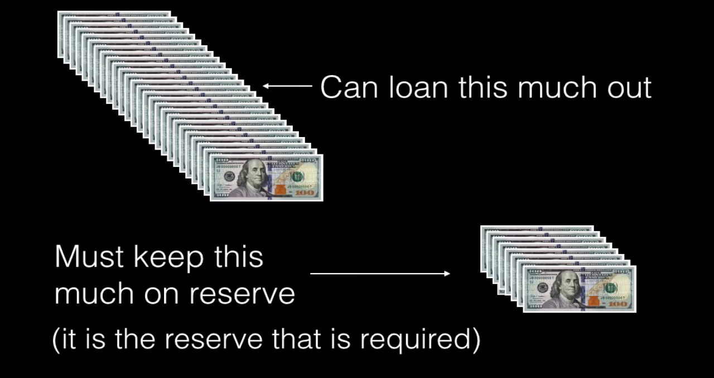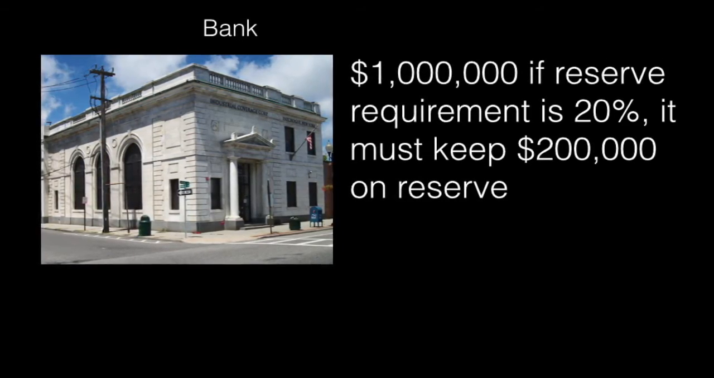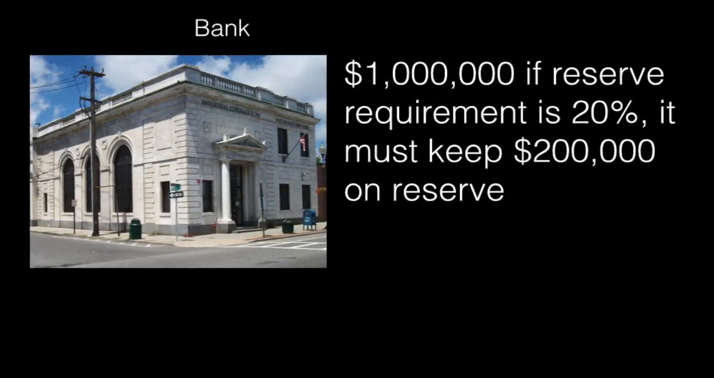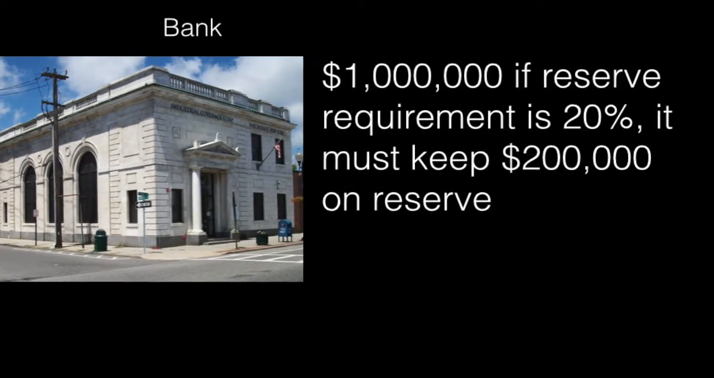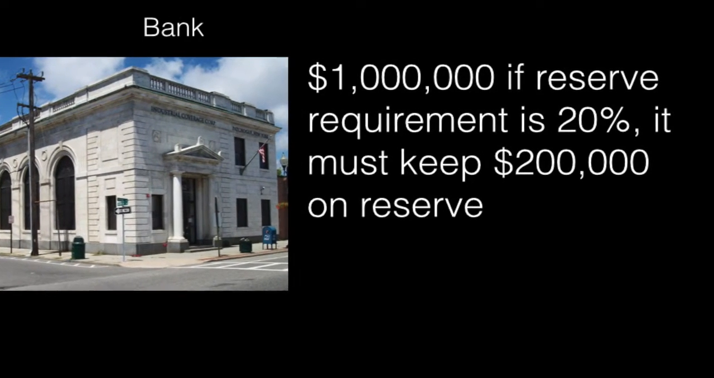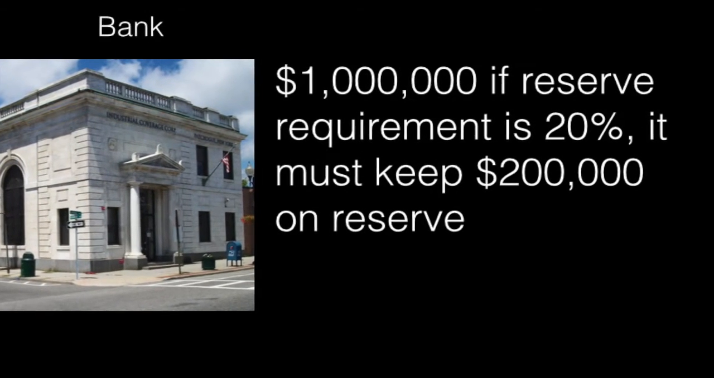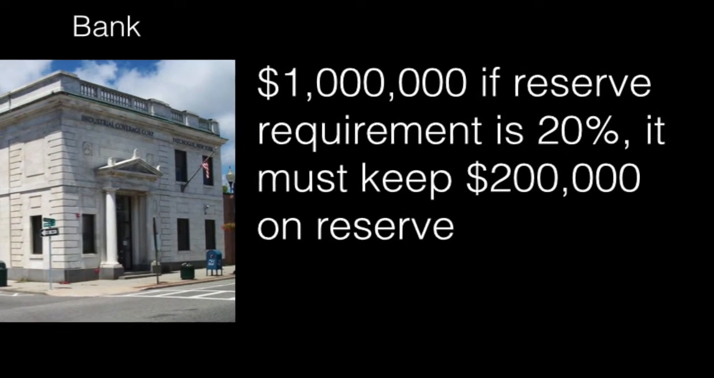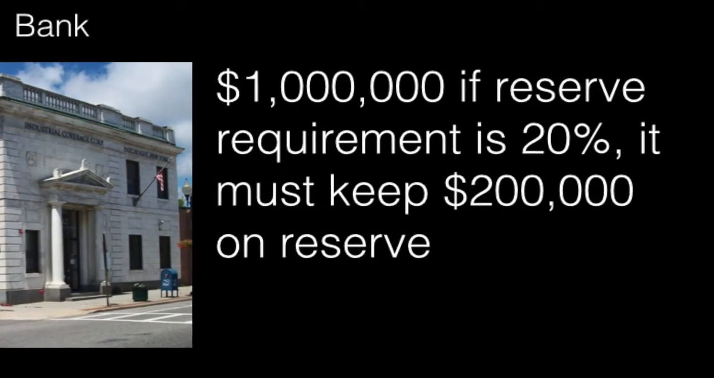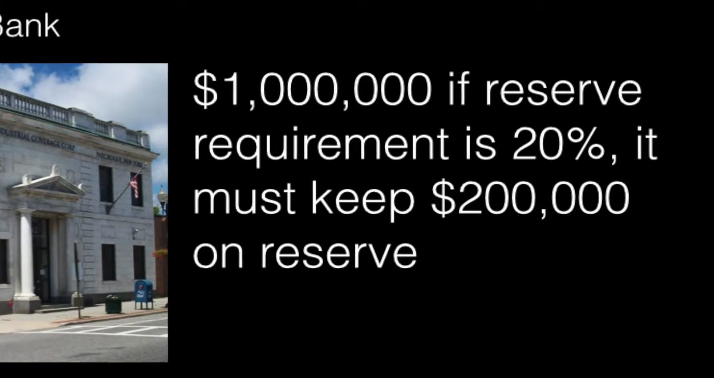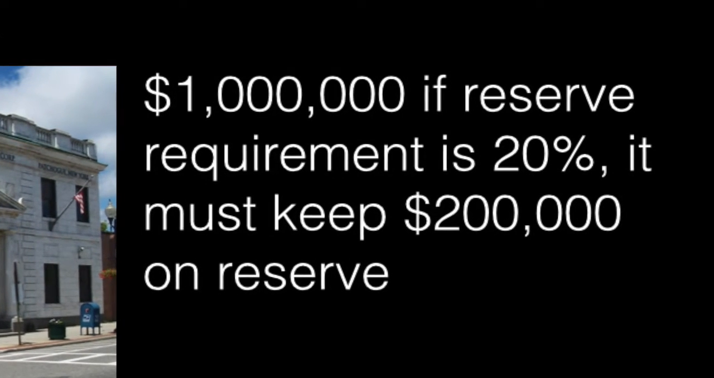So, our bank, say, has $1 million on the books. Say the reserve requirement is 20%. That means that 20% of the money that bank has on its books, it can't use. It needs to hold on to that money, usually in a central bank somewhere. So if it has $1 million on the books, it can use $800,000 of it to loan out to other people or to invest in things, but it needs to hold on to $200,000.